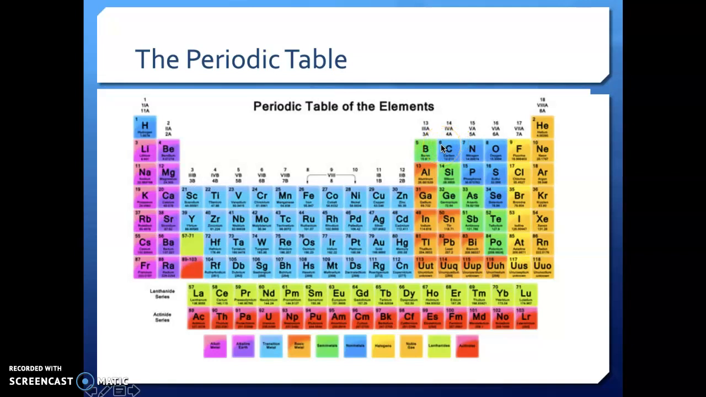But the organization that you see here is not random. Atomic number, the number 1, 2, 3, 4, going back to our carbon, number 6, the atomic number is the number of protons in that element. So every element has a unique number of protons, and that's what separates it from all the other elements.